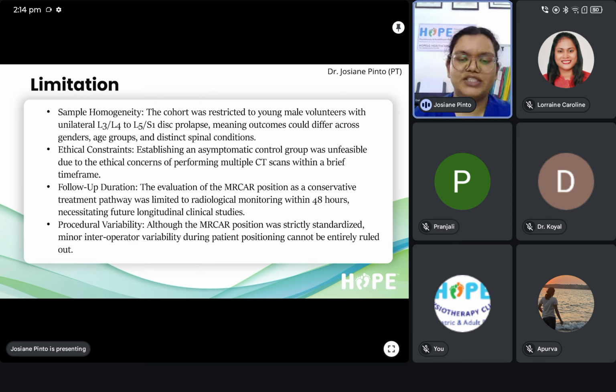Follow-up duration. The evaluation of the MRCAR position as a conservative treatment pathway was limited to radiological monitoring within 48 hours, necessitating future longitudinal clinical studies, because this was only done within the span of 48 hours. A longer study would have even more significant results. Procedural variability. Although the MRCAR position was strictly standardized, minor inter-operator variability during patient positioning cannot be entirely ruled out.